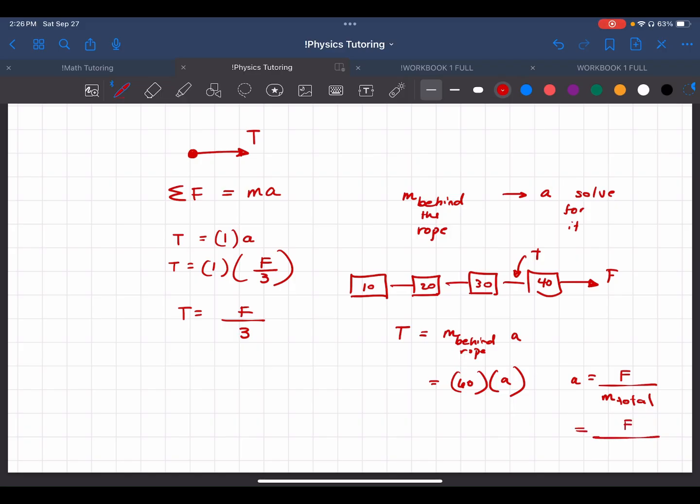So what's that? Oh wow, 100. Cool, it won't be that bad. So the tension is 60 times F divided by 100, which is 6 over 10. I can't do math, sorry. Okay, cool. On to the next one.